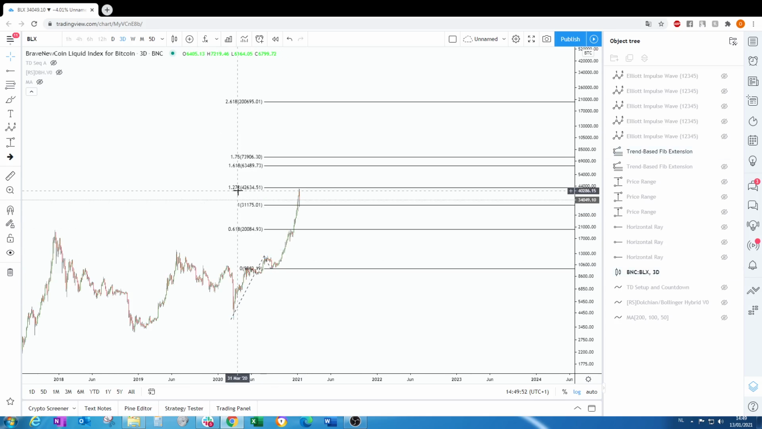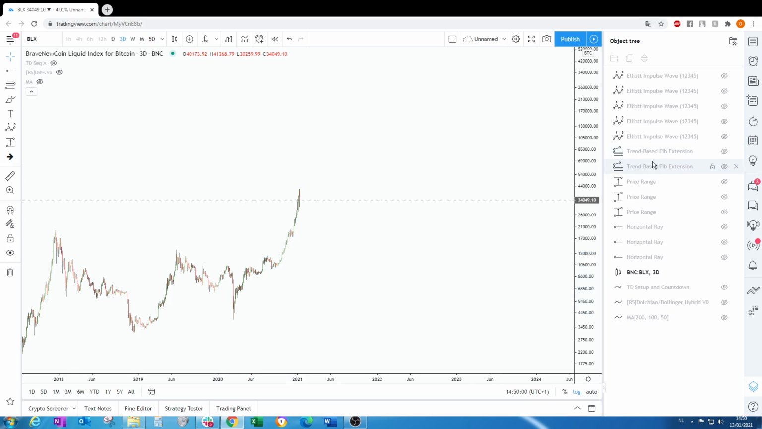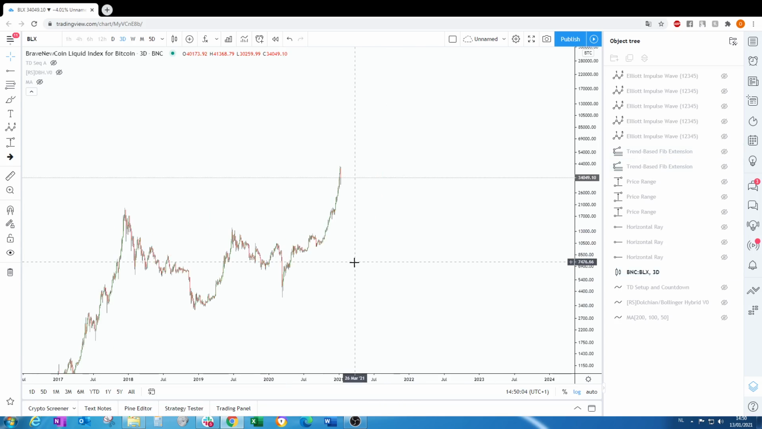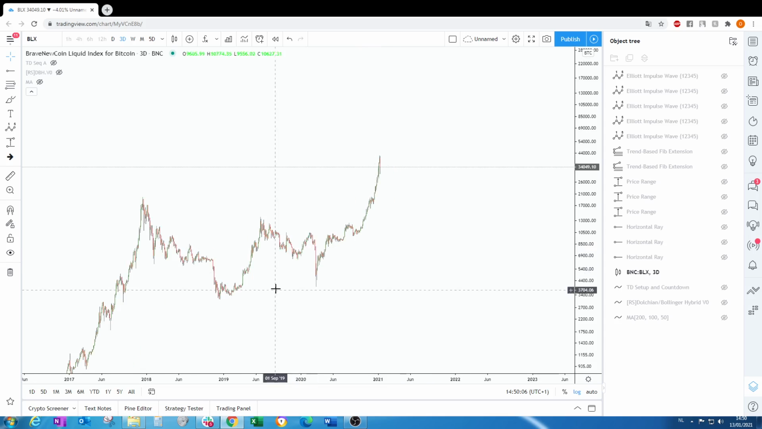And then if we take our other Fib extension for our second impulse or 1-2, we can see we hit the 1.272, and then our macro term target is also up at 200,000. So a lot of signals are pointing out that 200,000 might be the end of our long-term cycle. But for now, bulls have all the momentum.